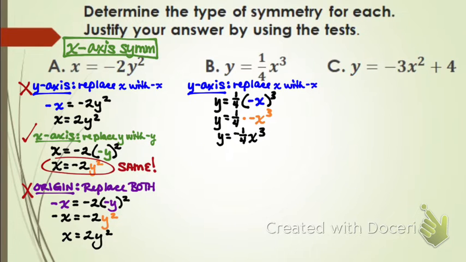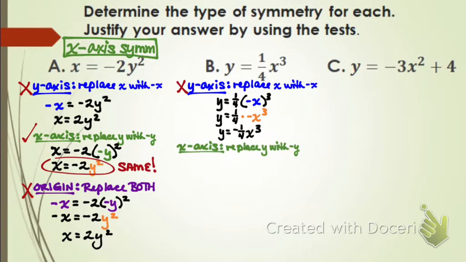Is that exactly what I started with? No. It does not have y-axis symmetry. Let's check it out. For my x-axis symmetry, we're going to replace y with -y. So I've got -y equals 1/4 x cubed. Can I simplify that at all? Divide everybody by -1, so I have y equals -1/4 x cubed. Is that exactly what I started with? No.